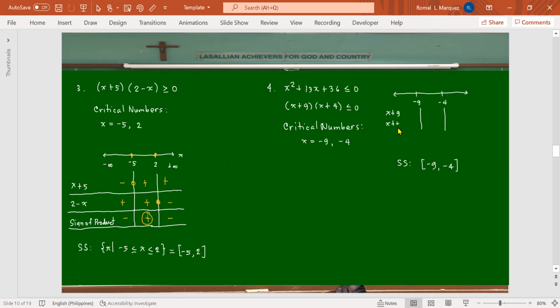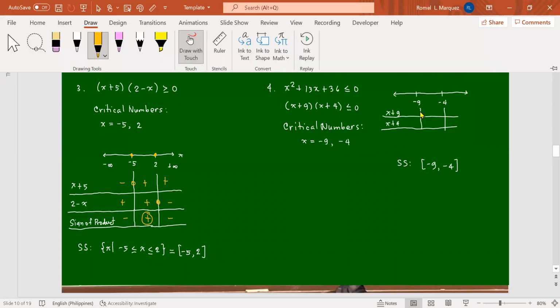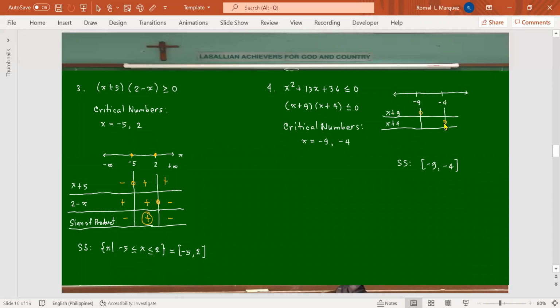x plus 4. Because if you are in a hurry, you can do that mentally. Okay, 0 here, 0 here. Since both coefficients of x are positive, to the right is positive, negative to the left. Is that clear, children? Negative, negative, positive, negative, positive. In between, because it is less, we want it negative.